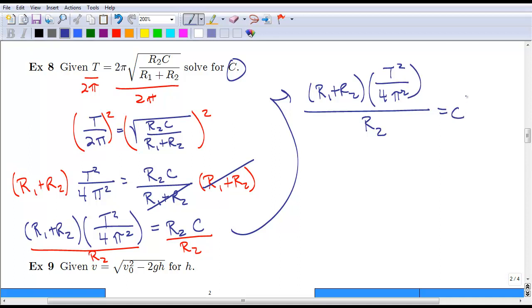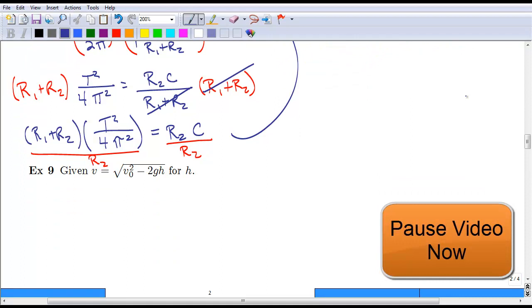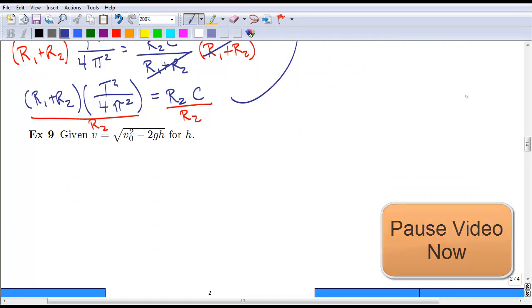So I know that looks very messy, and we're not going to go through and check that one because it would be a little bit too involved. But this would be the same equation, only solved for capacitance instead. So I want you guys to try example 9. Pause the video now, see if you can work example 9.